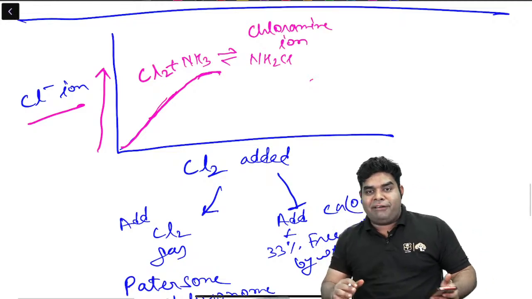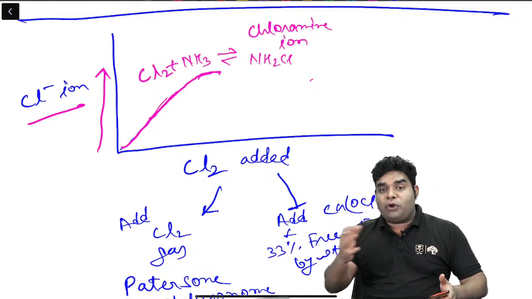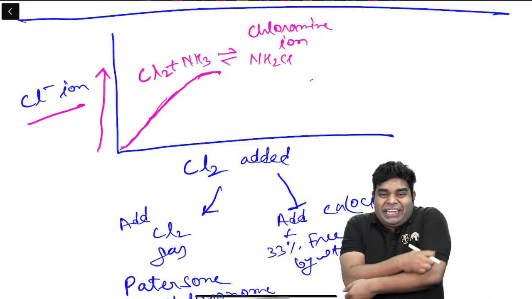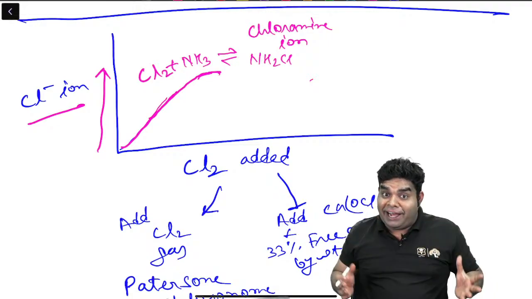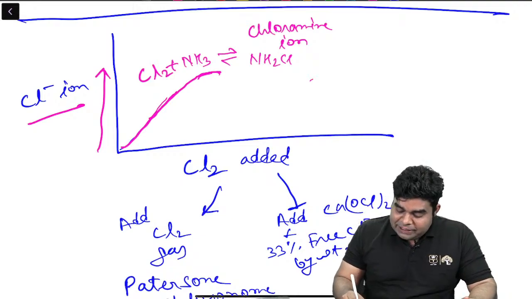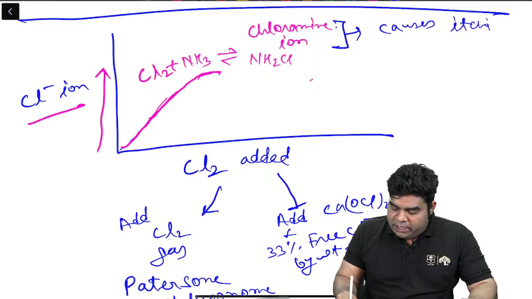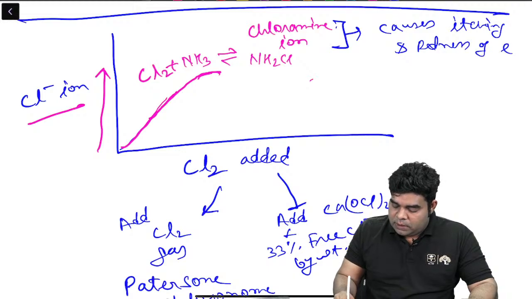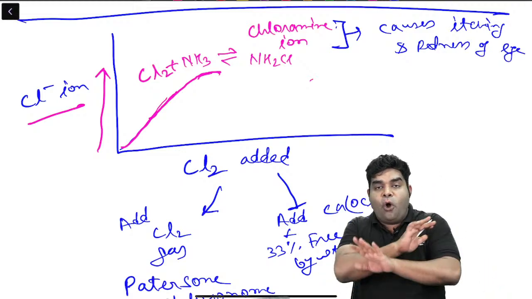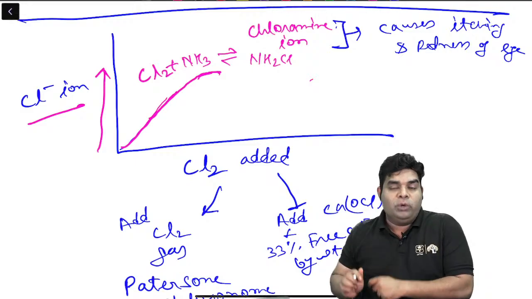Many of you must have felt that when you come out from a swimming pool, you feel itching in the body or redness in the eye. That itching and redness is due to chloramine ion. It causes itching in body and redness of eye. So that means we do not want chloramine ion in a swimming pool.